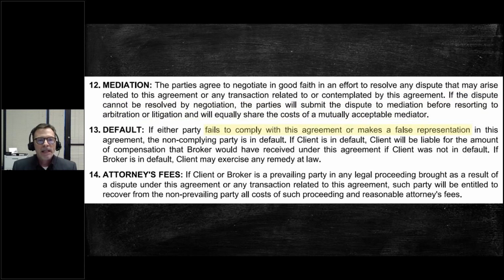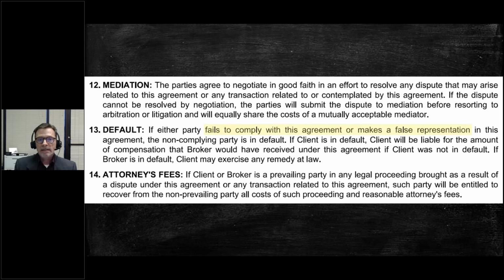Default. If either party fails to comply with this agreement or makes a false representation in this agreement, then the non-complying party is in default. If you'll recall from last time, a representation is a statement that one party makes in a contract that is assumed to be true, and the other party relies on the truth of those representations when they enter into the agreement. And so if they turn out to be false, that is considered an act of default.